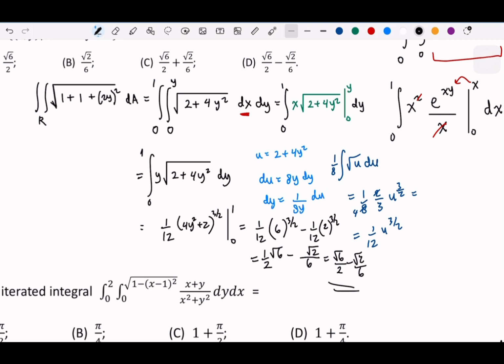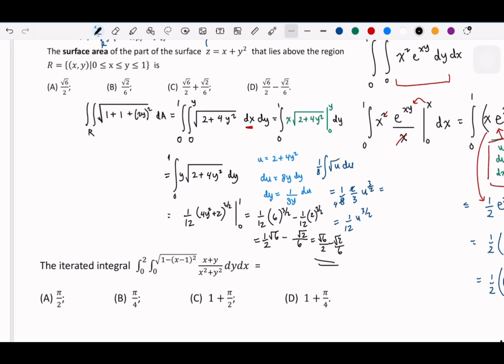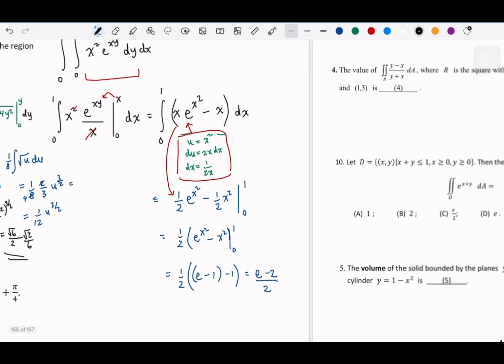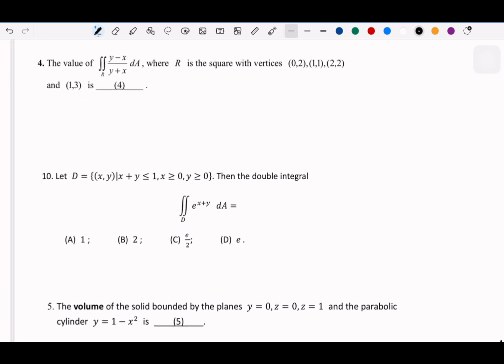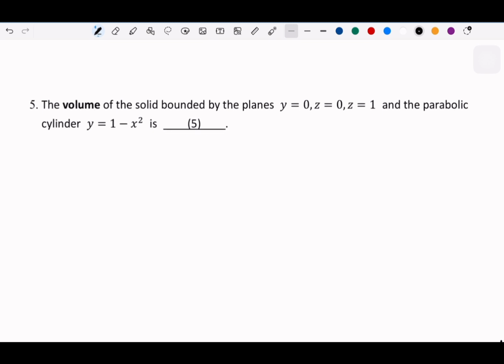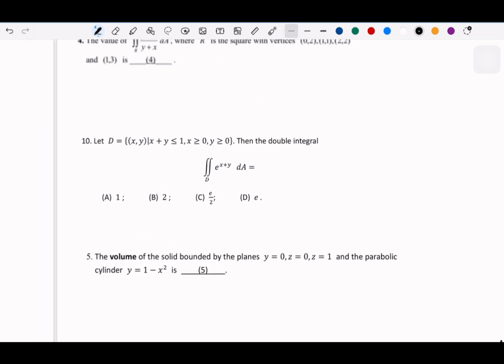Okay, we still have time. Okay, let's move on. Before this one, maybe this one first. This number, okay, the volume. The rest maybe later on.